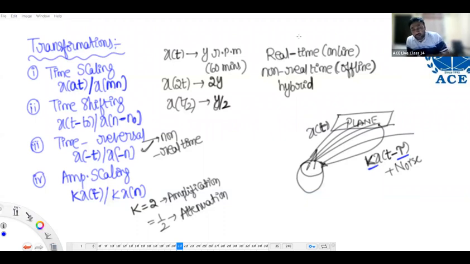Without scaling, shifting, and reversal, what will you do? The convolution chapter requires it. The Fourier transform requires it. Without knowing them, what will you do?